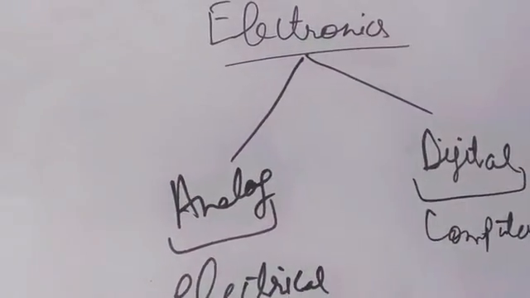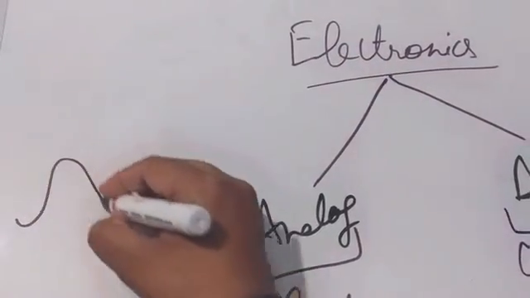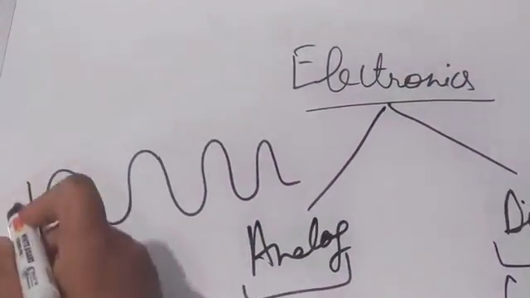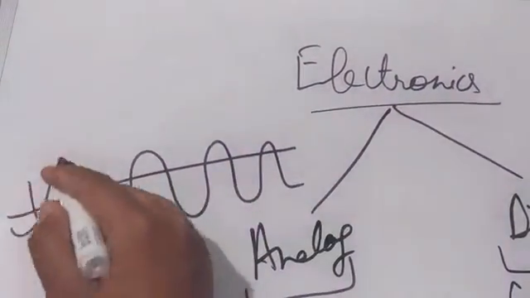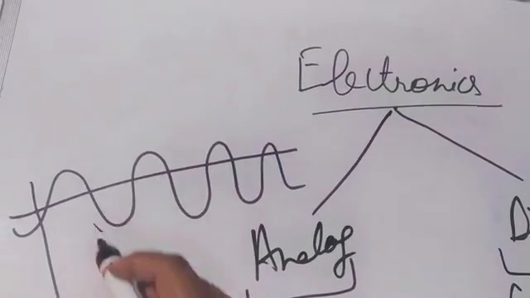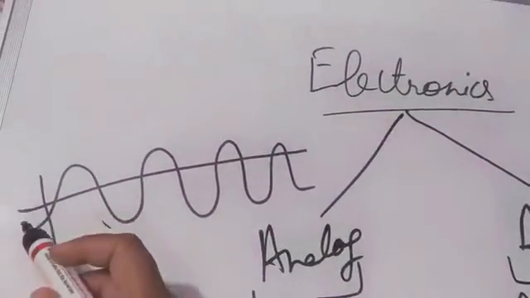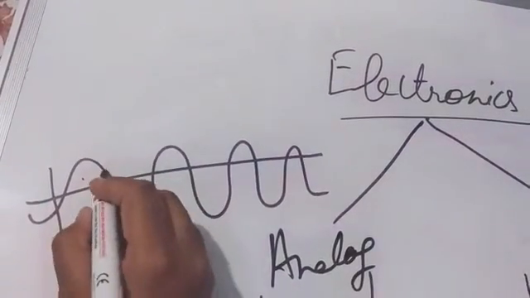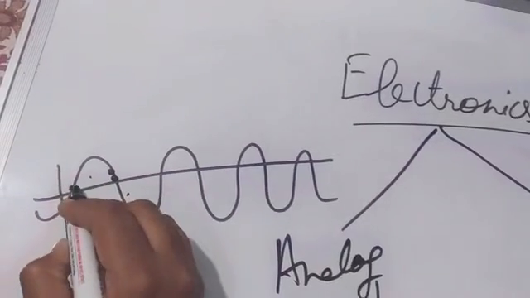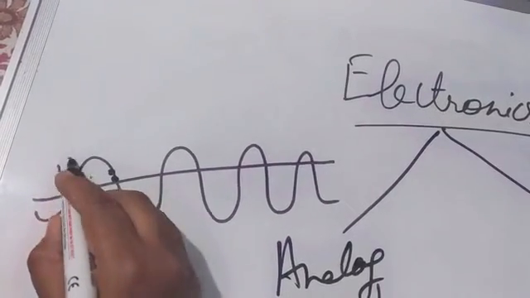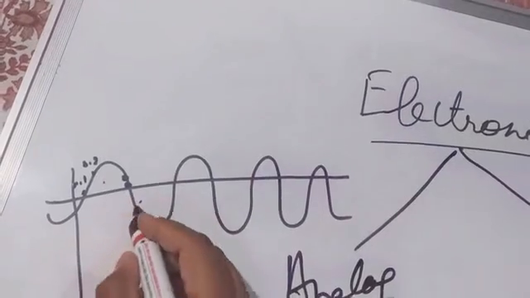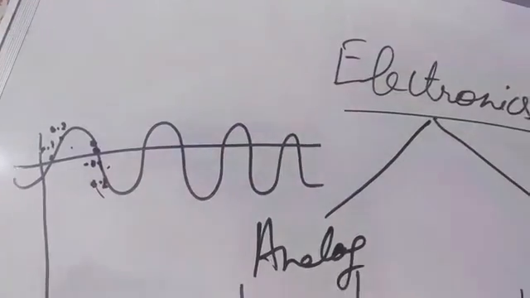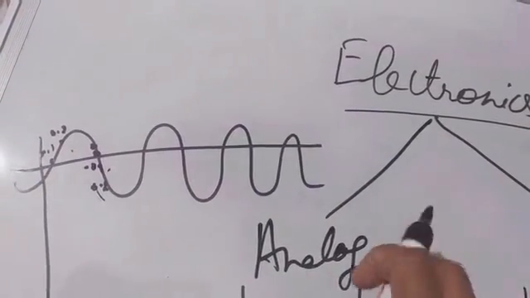See, in analog electronics, sine waves are generated that vary their values continuously. In this portion, some of the values are positive and some of the values are negative, below the zero line, right. So in this manner, the values vary. For example, here positive 0.1 volt, here 0.2, and so on, and in the negative, like minus 0.01 volt and up to so on, 0.02 and so on. These are the voltages in analog electronics.